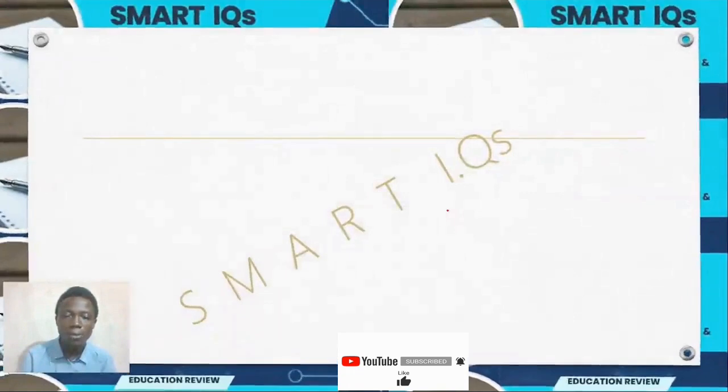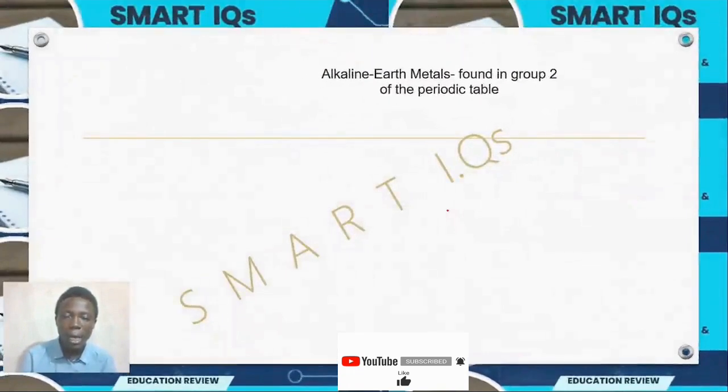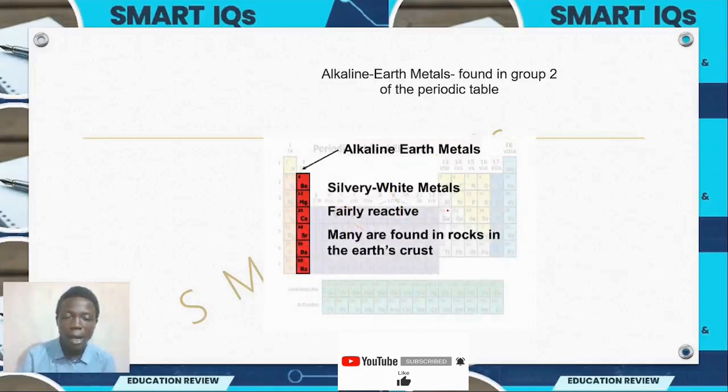Okay, good. So let's move straight to the alkaline earth metals, please. These are found in group 2 of the periodic table. They are silvery white metals. They are fairly reactive when compared to group 1. Of course, I told us that group 1 is very reactive. Many of these elements found in group 2 are found in rocks, in the earth's crust.